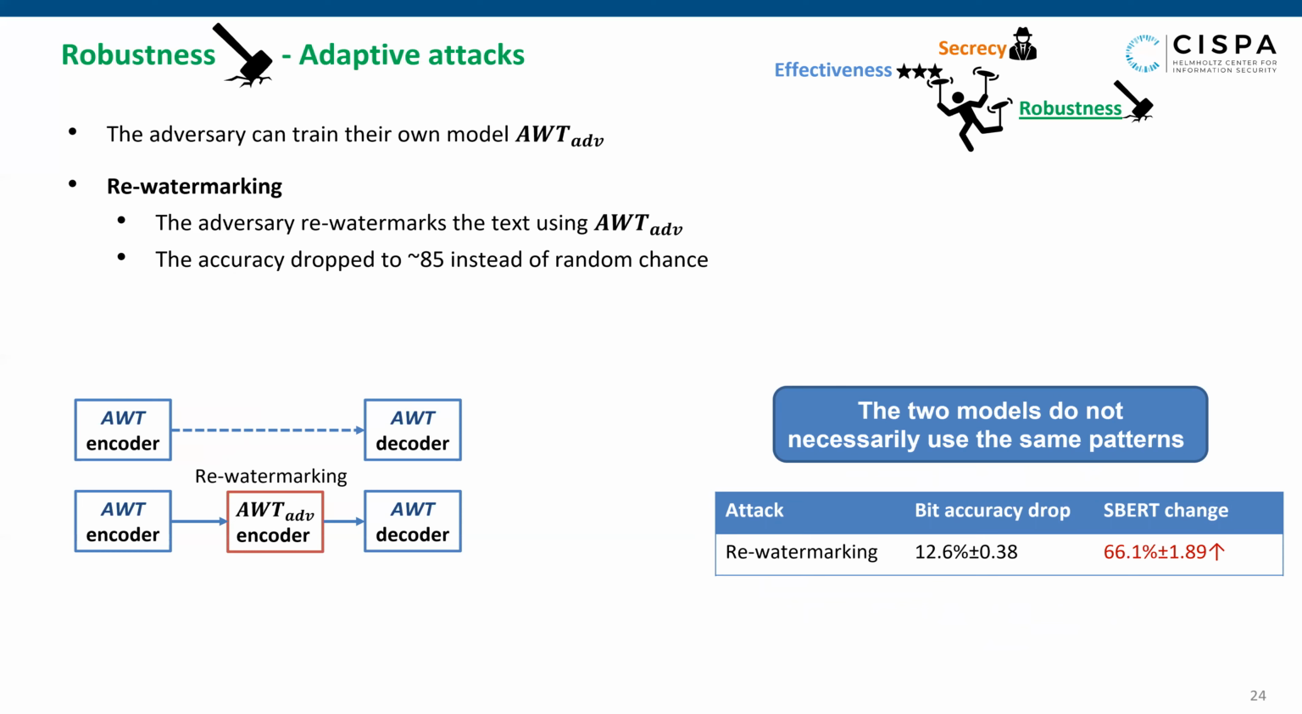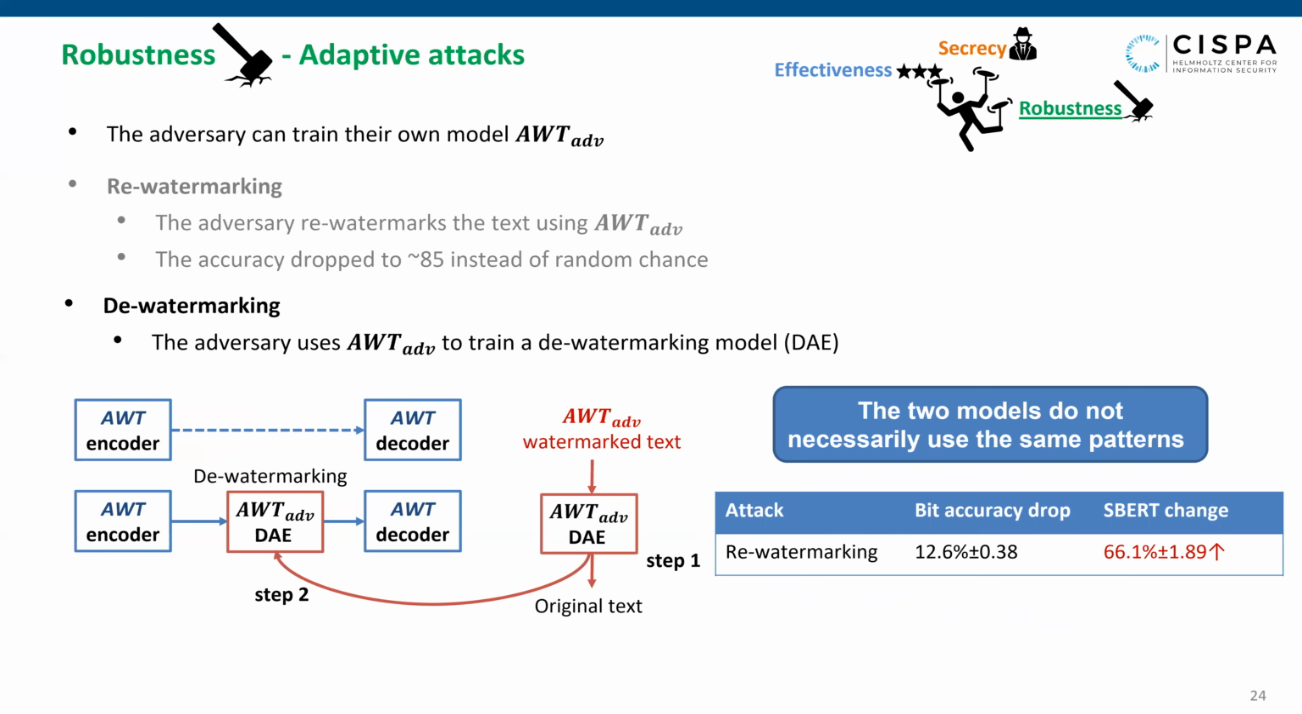The second attack is de-watermarking. Instead of perturbing the text by adding a second watermark, the adversary could train a de-watermarking model. We train a denoising autoencoder on the input and output pairs of the second watermarking model. The DAE is then applied to the output of the first watermarking model. We observe that the drop in bit accuracy is similar to re-watermarking. We again attribute that to the differences between the two models.